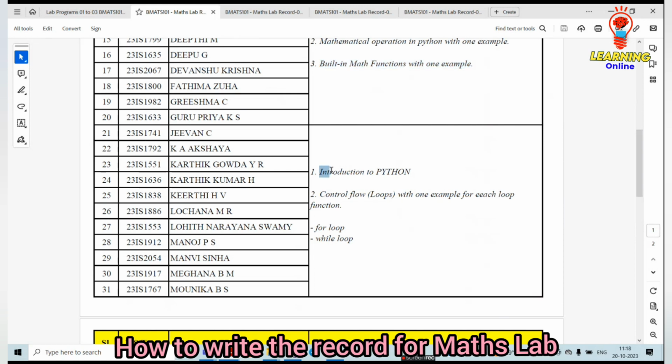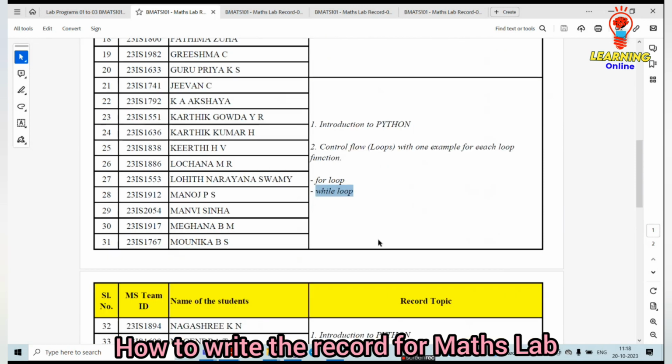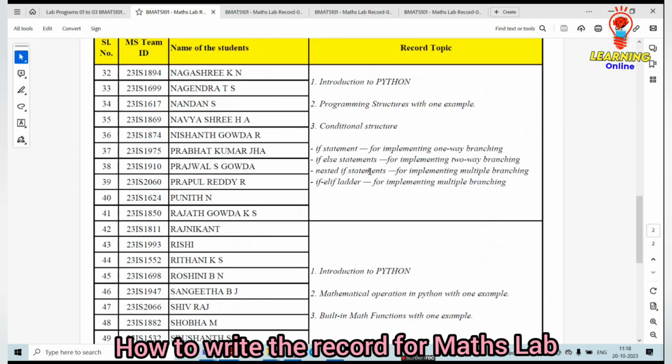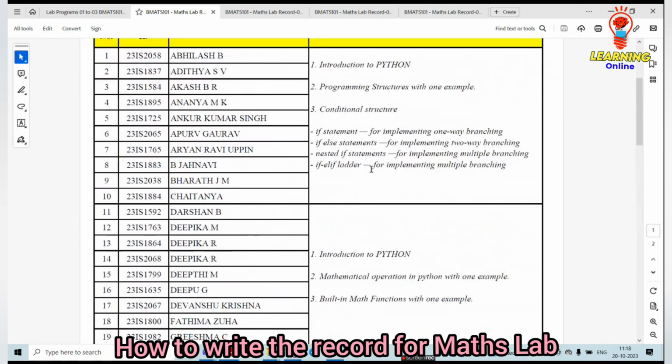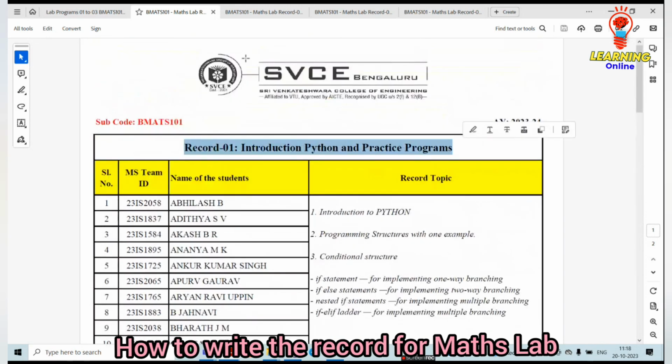Then the third set is the introduction to Python, then control flow loops, that is loop functions. For each loop, you have to consider one example and write the same: one for loop and one while loop example. It is already there as one code. Whatever code you have executed, you can write that, that is, code containing for loop functionality and code containing while loop functionality. Then similar things get repeated for the others. This is what is to be represented for record 1, the practice.